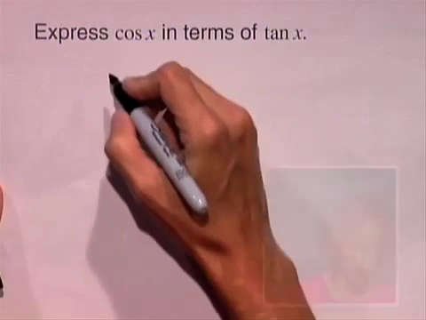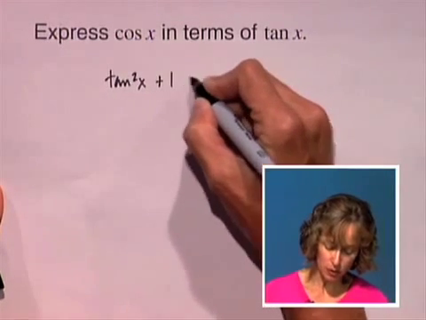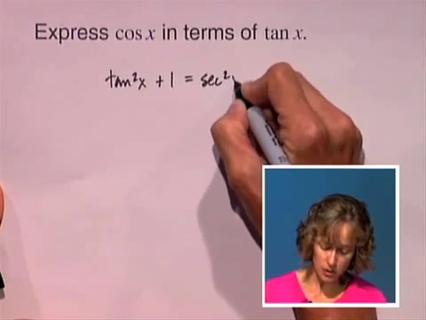Let's work with some trig identities. We want to express cosine x in terms of tangent x. There's a number of different identities we could work with, but let's work with tan squared x plus 1 is secant squared x.